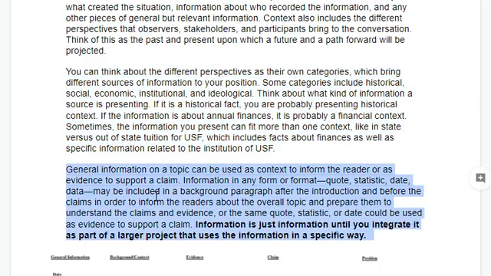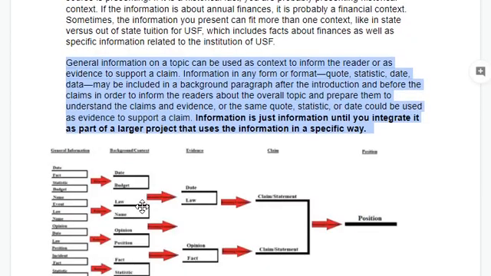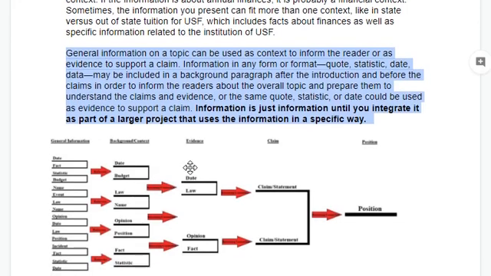General information on a topic can be used as context to inform the reader or as evidence to support a claim. Information in any form or format, quote, statistic, date, data, may be included in the background paragraph after the introduction and before the claims in order to inform the readers about the overall topic and prepare them to understand the claims and evidence, or the same quote, statistic, or date could be used as evidence to support a claim. Information is just information until you integrate it as part of a larger project that uses the information in a specific way.